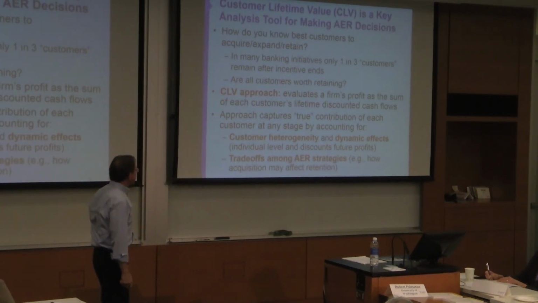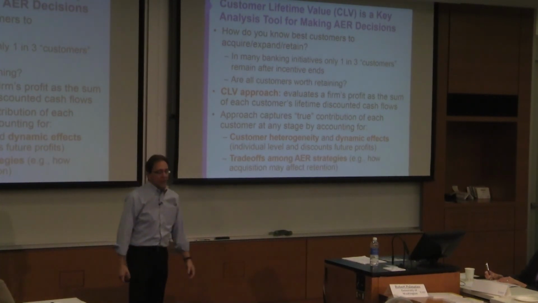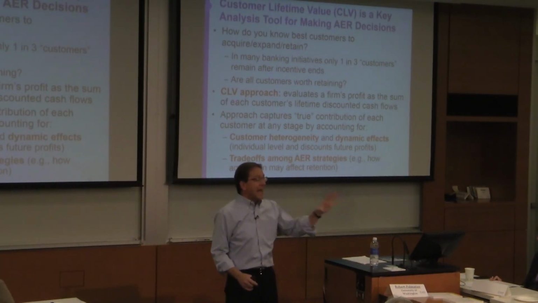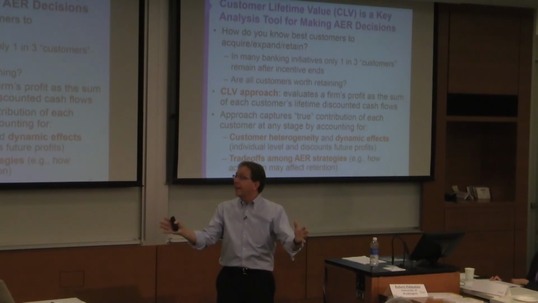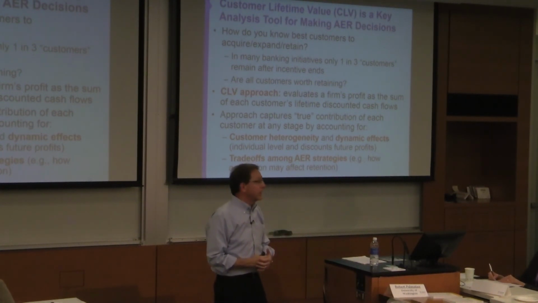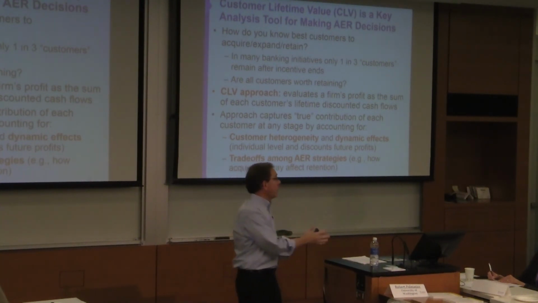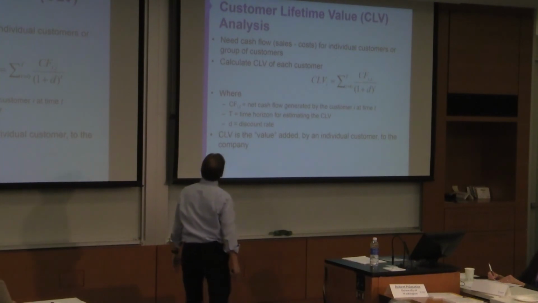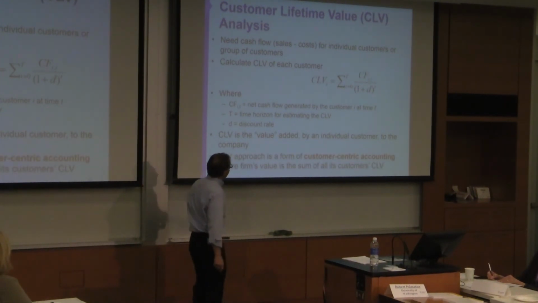It also takes a trade-off among AIR strategies. In other words, I have to divide my marketing budget up between acquisition, expansion, and retention. How do I know to divide it? I do it based on how much increase in customer lifetime value it gives. If I get more by expanding, less acquiring, I ought to do that. Here's the formula for it. I'm going to skip that. It's just a little math.